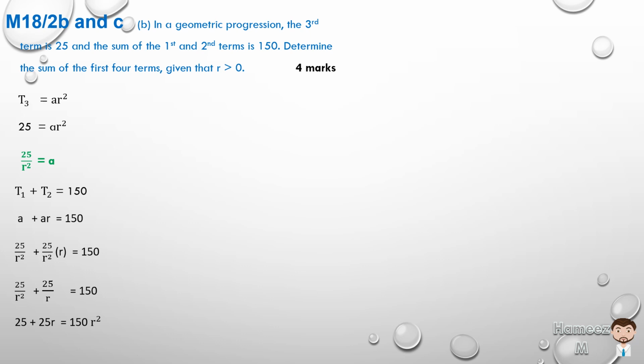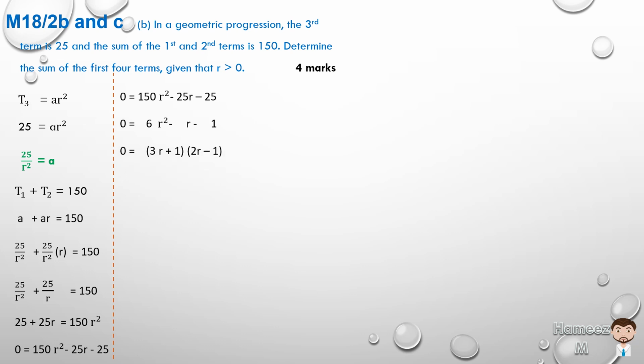If you want to solve this quadratic equation, then we can move all the terms across to leave one side equal to 0. So that gives us 0 is equal to 150r squared minus 25r minus 25. And we can divide throughout by 25 so that we're going to get the same answer, but we're working with smaller numbers. So if we divide throughout by 25, 0 over 25 is 0, is equal to 25 into 150, 6r squared minus r minus 1. And we can easily factorize that. That's going to give us 3r plus 1 by 2r minus 1.